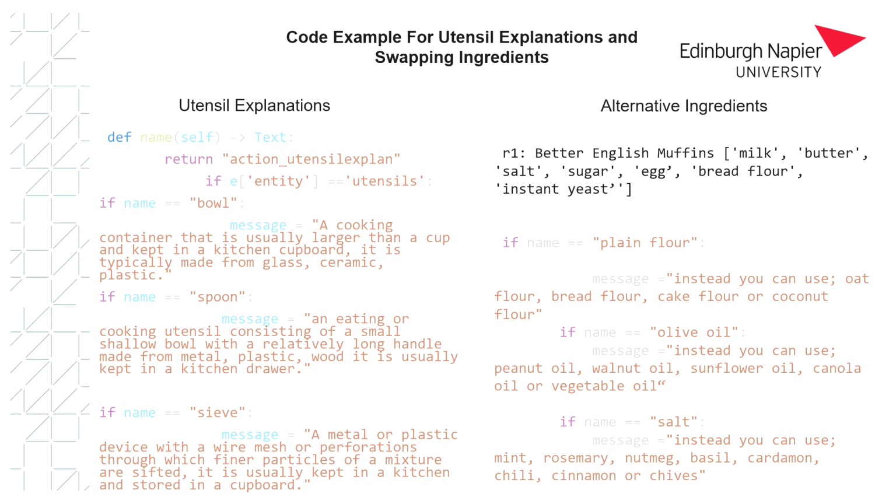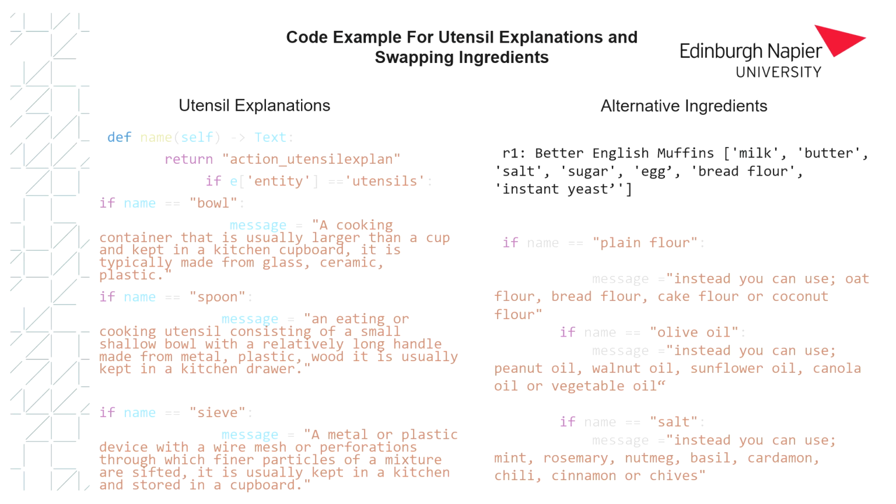So that, for example, the user could say, what is a bowl? And the AI would respond with a cooking container that is usually larger than a cup. It's kept in a kitchen cupboard. It's typically made from glass, ceramic, or plastic. And there we have tried to use as many of these common sense knowledge bases as possible.